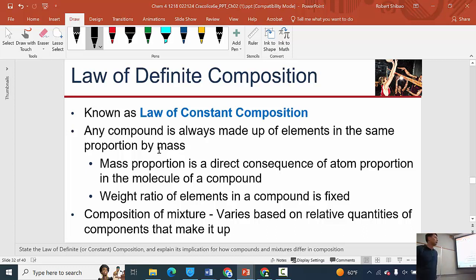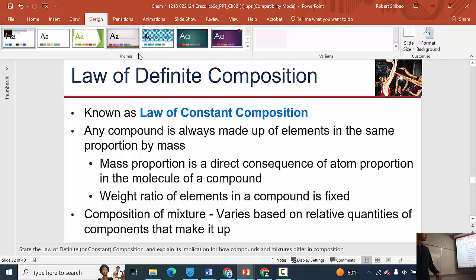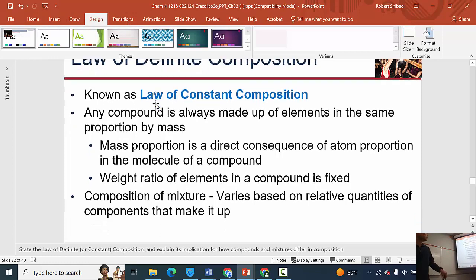Then pure substances obey the law of definite composition. The law of definite composition, law of constant composition, means pure water anywhere has the composition H2O. It doesn't matter. That's the law of definite composition, the constant composition.